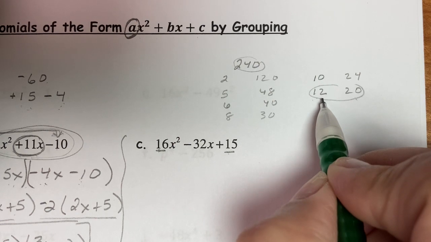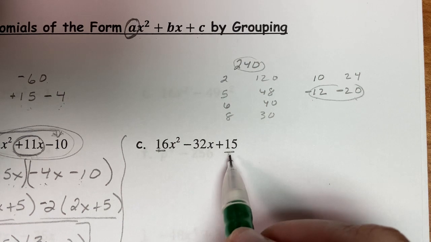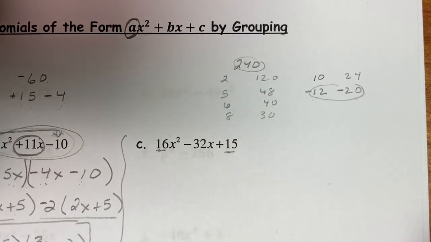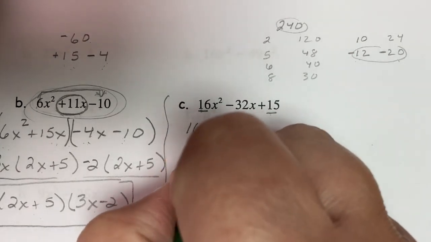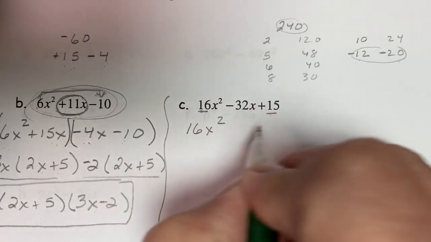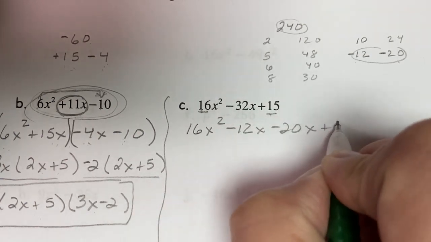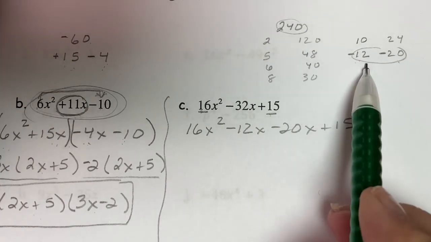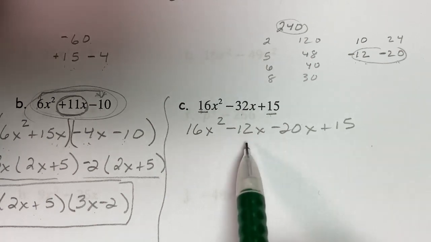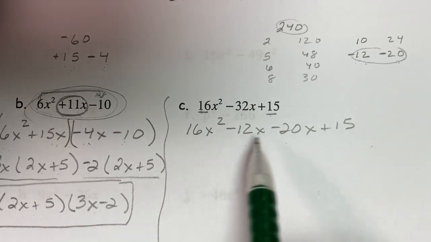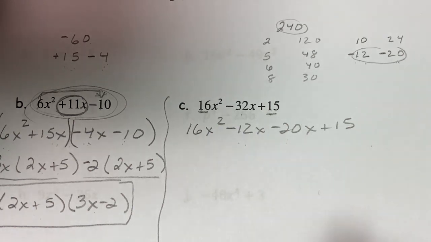And they add together to get negative 32 as long as both of them are negative. And if I'm going to multiply them together to get a positive 240, they both have to be negative. So now it's not so bad. It's just finding those two numbers. So let's do 16x squared minus 12x minus 20x plus 15. Remember, we use these two numbers and we split up the negative 32 into negative 12 and negative 20. And by the way, if you flip these and had negative 20 first and negative 12 at the end, you're going to get the same answer at the end. No big deal.